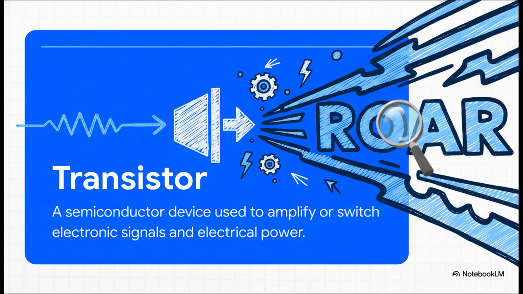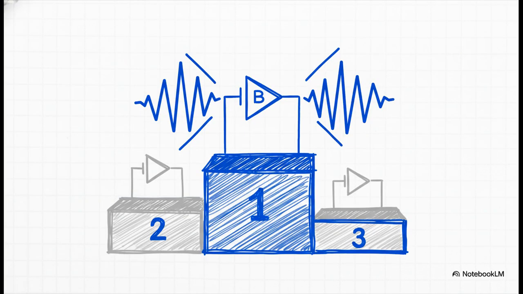Now, it has a few different jobs, but its most powerful role, by far, is as an amplifier. It is the engine that takes that tiny whisper of a signal and cranks it up into a roar. So how does it actually do that? Now, you can actually wire up a transistor in a few different ways. But if you want maximum amplification, the biggest possible roar, one setup really stands out from the rest. And that's the common emitter configuration.